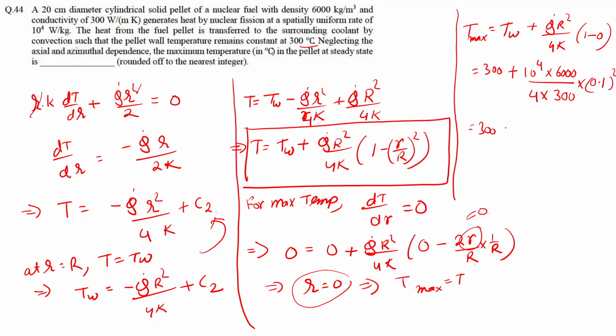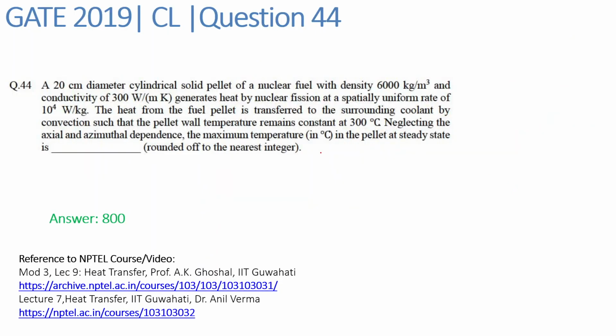This will be equal to 300 plus 500, and T max will be 800 degrees Celsius. So yes, the maximum temperature in the pellet at steady state will be 800 degrees Celsius. With the final answer rounded off to the nearest integer, we can write it as 800 degrees Celsius.